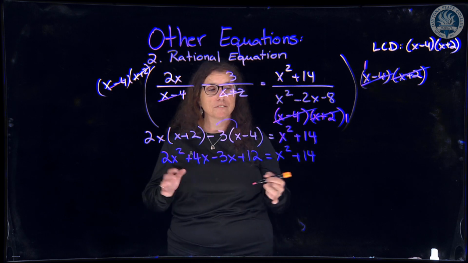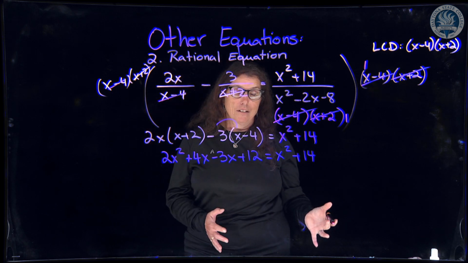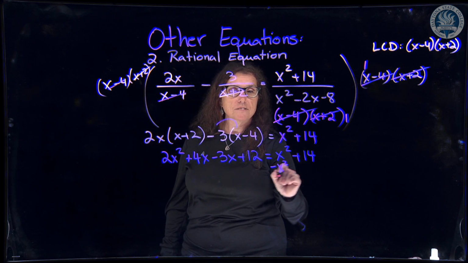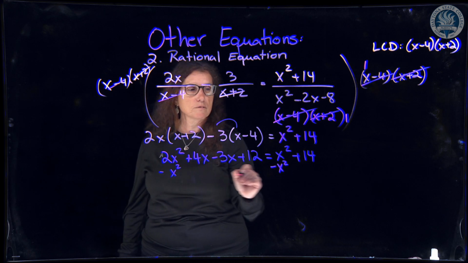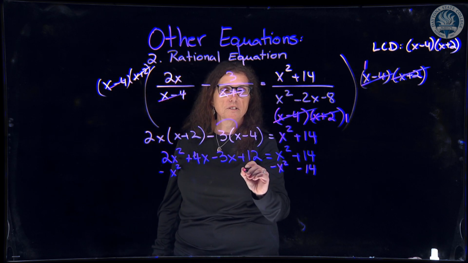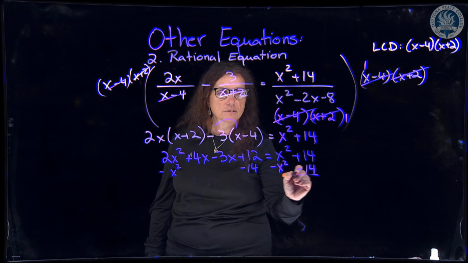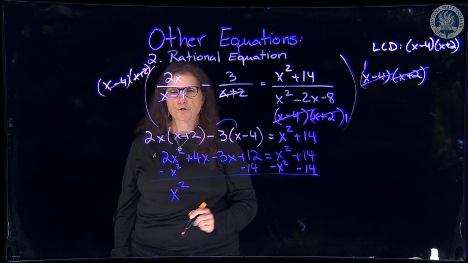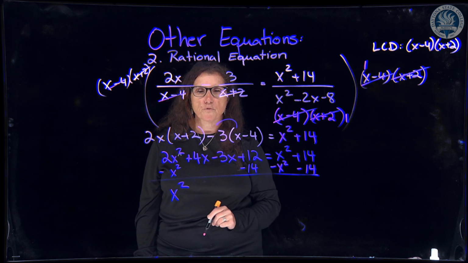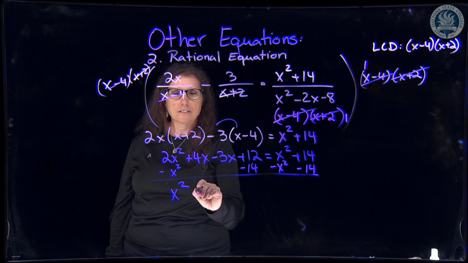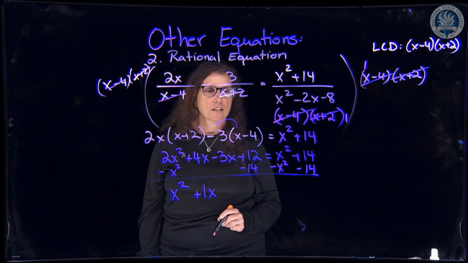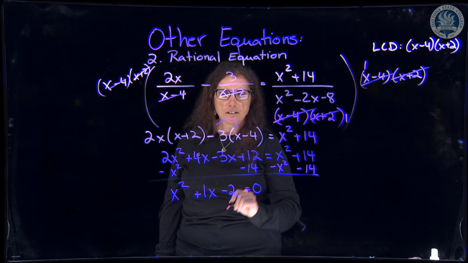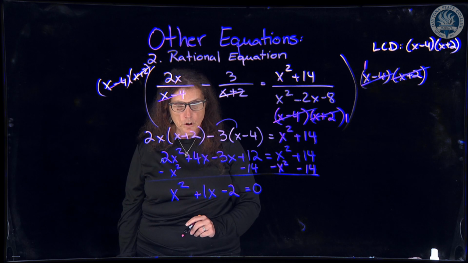It looks like we have some kind of quadratic action going on. Let's set it equal to 0 and see what happens. Minus x squared. Combine like terms, and we're also subtracting a 14 and bringing it to the left-hand side. 2x squared minus x squared is x squared. Combine like terms, 4x minus 3x is, and let me write 1x, and 12 minus 14 is a negative 2, and that we set equal to 0.